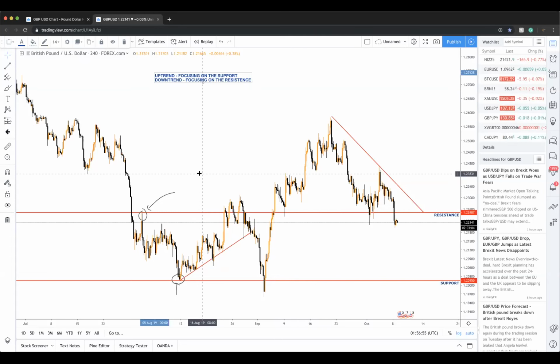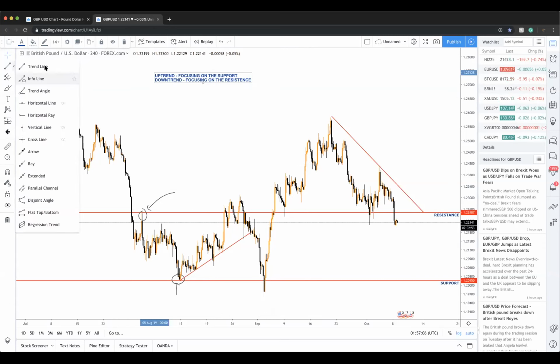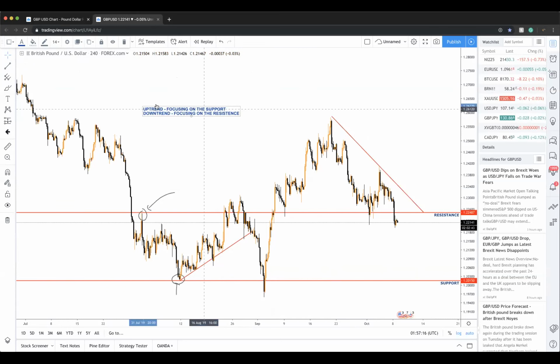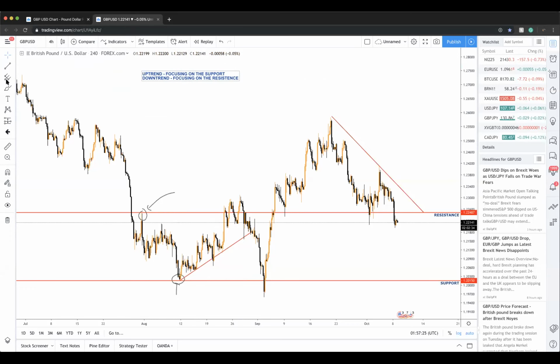So here we go. With support and resistance horizontally, we're going to use a horizontal line. When we're looking for the trend, we're using what we have here as the trend line tool. So when I click on the trend line tool, I'm able to understand and identify where the uptrend or the downtrend occurs. So we wrote here that on an uptrend and downtrend, we're either focusing on the support or the resistance, right? Now, what does an uptrend signify?